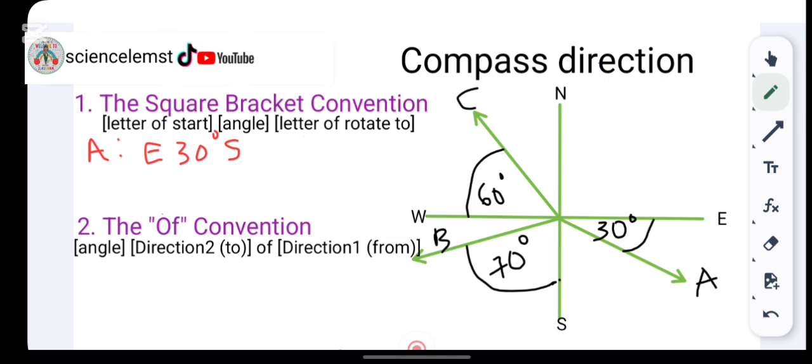Okay? Now for vector A, if I use the "of" method, what is it saying? I'm starting from E, the east. I'm going to the south. The south of what? The south of east. So angle 30 degrees where? To the south of what? Of east.